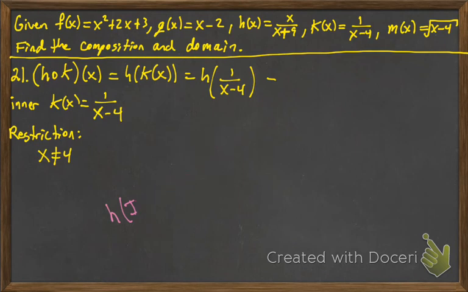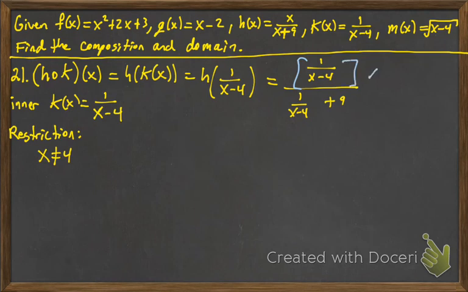So it's going to look like kind of a crazy fraction here. It's called a complex fraction. So 1 over x minus 4, over 1 over x minus 4, and then plus 9. Now your common denominator here is x minus 4. So we're going to multiply the top and the bottom by x minus 4. We're going to clear that fraction there.